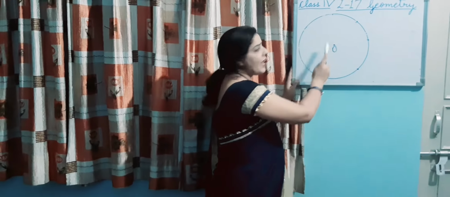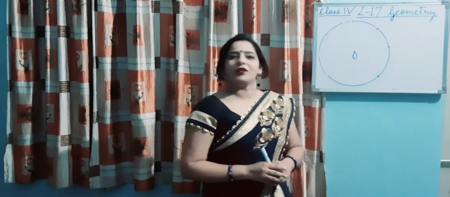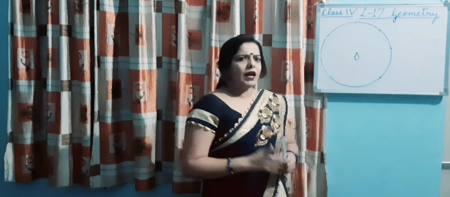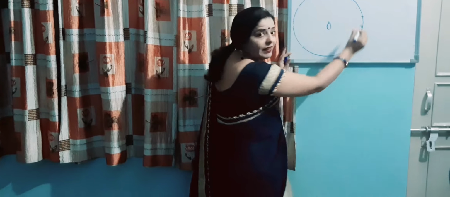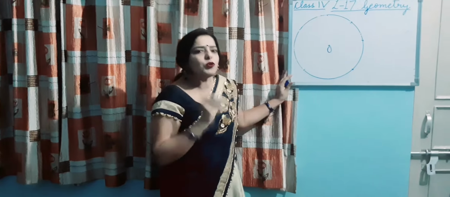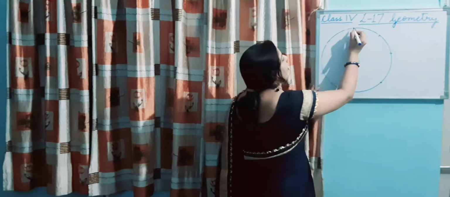Just now I have told you about 2 parts of circle. One is center and other is circumference. Now I am going to introduce other parts of circles to you. First of all, I am going to tell you about radius. Now you know what is center, you know what is circumference, and you know you can take points on circumference. Anywhere, wherever you want, you can mark a point on circumference.